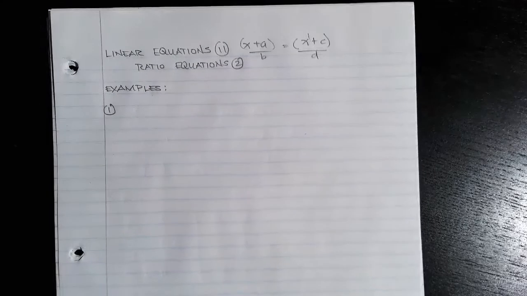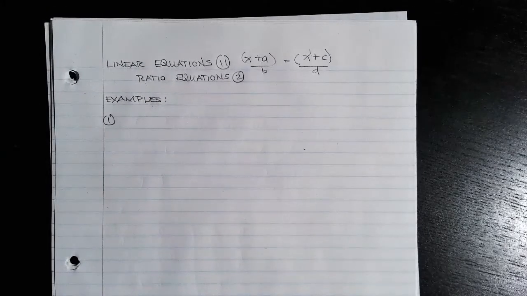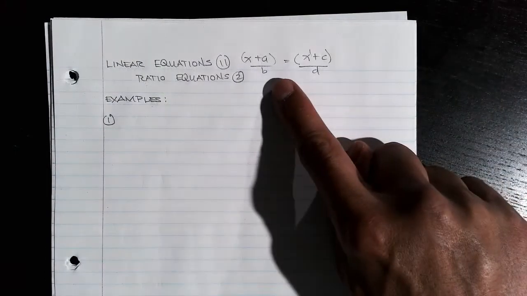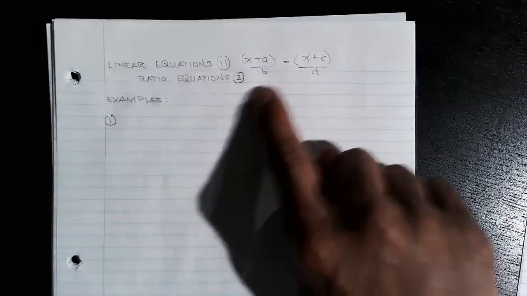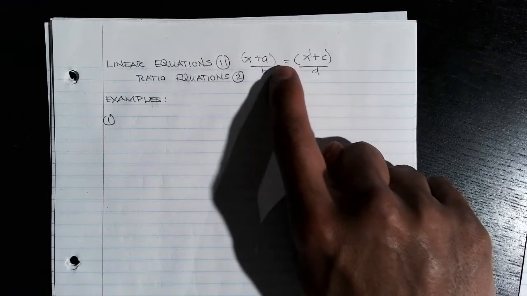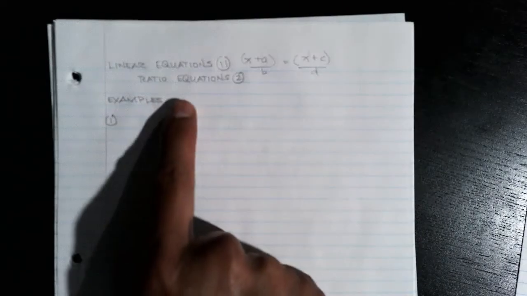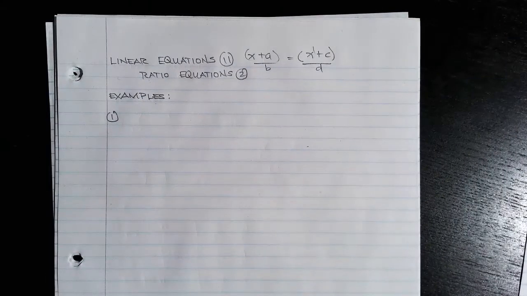So, welcome back, and this is linear equations 11. As you can see, this is actually just another ratio equation. This time it's like ratio equations with brackets, I guess you can call it, but the other name I gave it is just ratio equations 2. Okay, so let's get right into it.